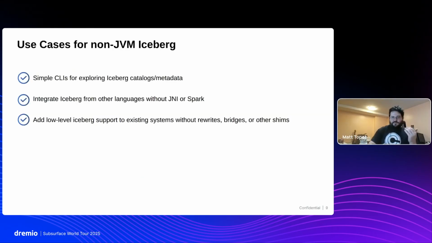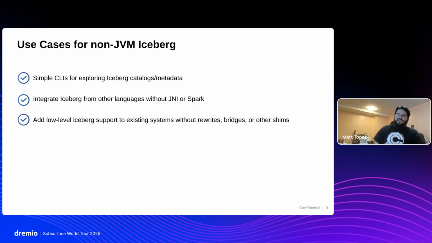As for the specific use cases for utilizing Iceberg from a non-JVM context, how about just simple CLIs? If you want a simple CLI for exploring Iceberg metadata and catalogs and grabbing data, grabbing snapshot information, things like that, you don't want to wait for the startup time of a JVM for a CLI utility. You want a single binary that you can easily distribute, that has no dependencies.